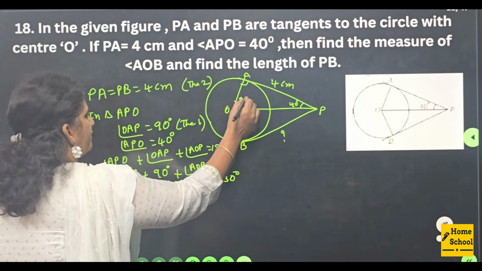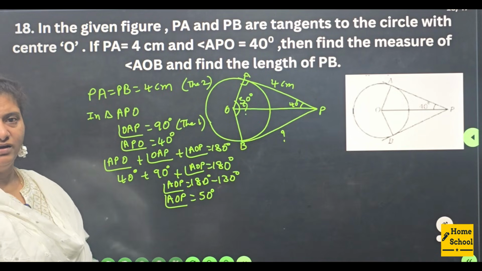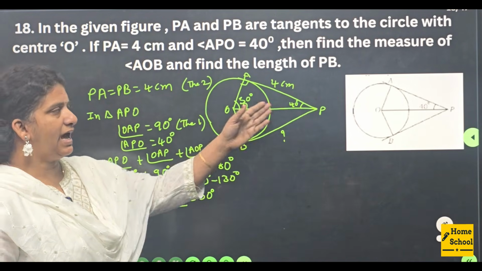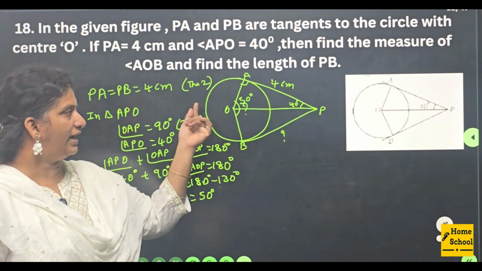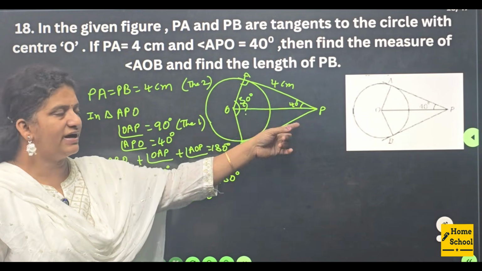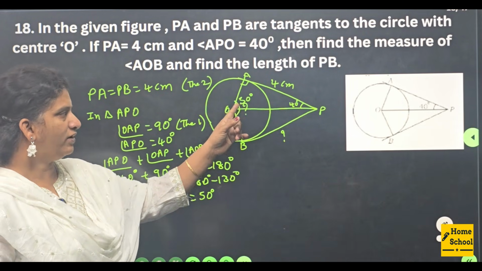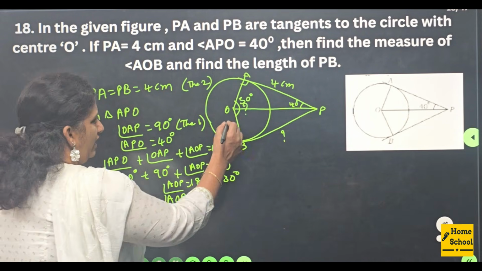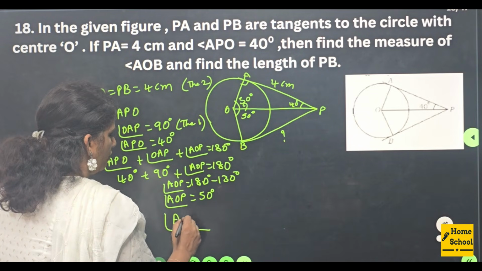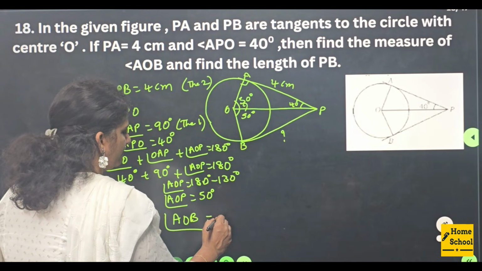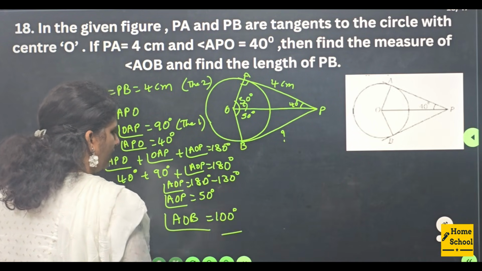Now this is 50 degrees, children. Then we know this is an angular bisector. From an external point, if you join a line towards the center, the angle is bisected equally. Therefore, if this is 50, this also will be 50. So therefore, angle AOB is equal to 50 plus 50, that is 100 degrees, right?